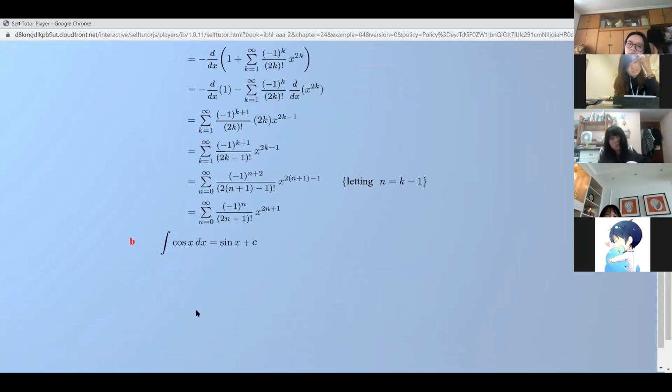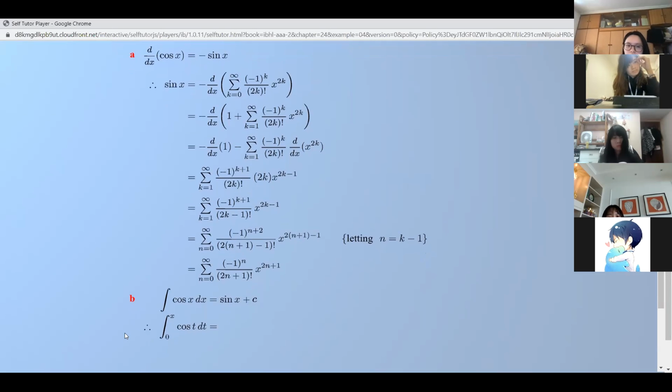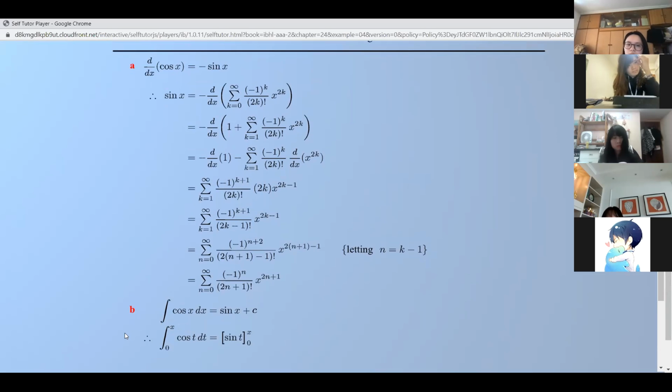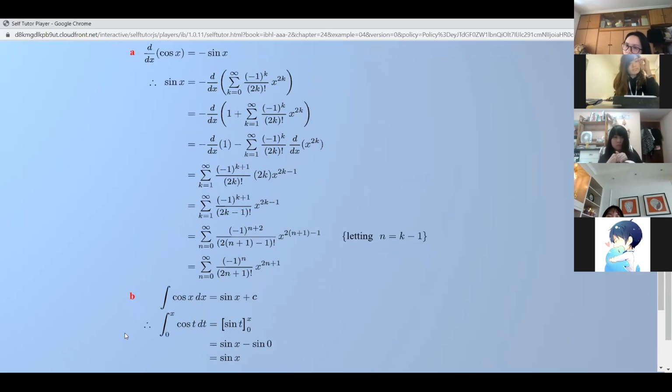One way we can incorporate this constant from the beginning is to apply the fundamental theorem of calculus. If we take the definite integral from 0 to x of cosine t dt, we will have the antiderivative sine t, and this will give us sine x minus sine 0. And we know sine 0 is 0, so we are left with just sine x.